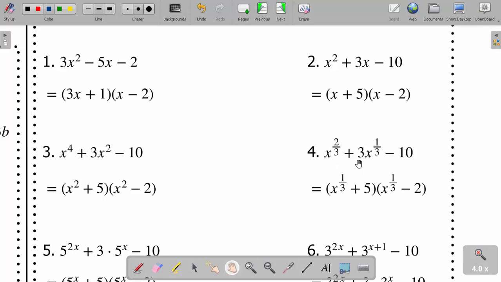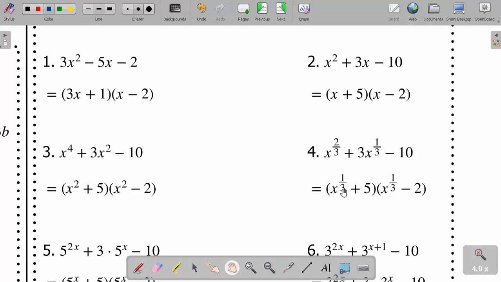And then number 4, I have x^(2/3) + 3x^(1/3) - 10. Now in this particular case, I'm going to have x to the power a third in a bracket, then x to the power a third in another bracket. Because this is a minus, I'm going to have two different signs in the brackets, a plus and a minus. My middle term is positive 3. What about the constant? Negative 10.